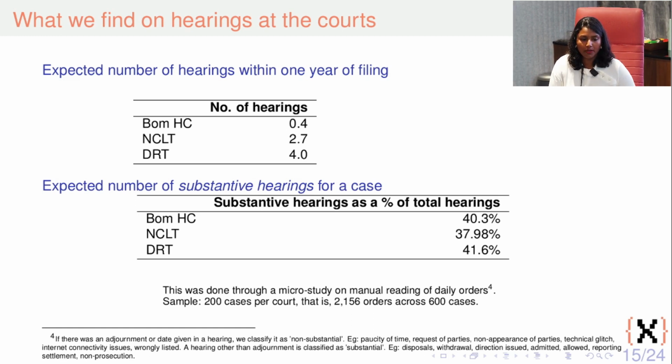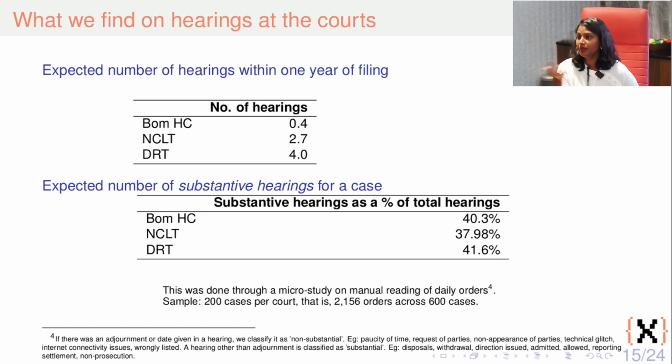We went through about 2,000 orders, and we took about 100 pending cases and 100 disposed cases for each court. So that's around 600 cases. And if you look at what percentage of total hearings of a case is a substantive hearing, it's about 40% for the Bombay High Court and 37 to 38% for NCLT and 41.6% for DRT. Almost similar for all 3 courts.